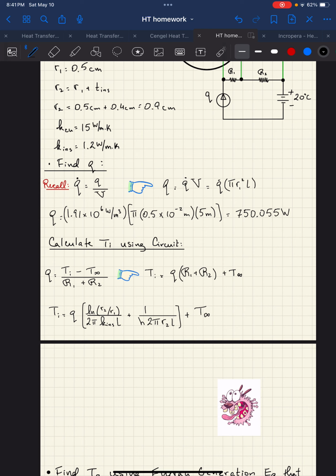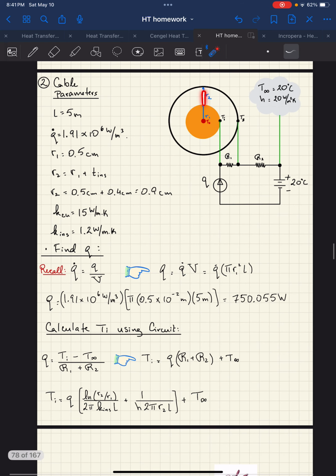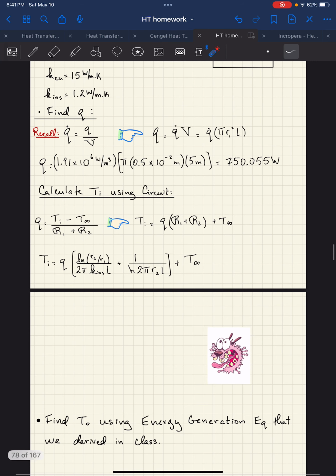R2, they didn't give it to us directly. They sort of wanted us to think about it a little bit. They said that the thickness, in other words this distance of the insulation, is 0.4 centimeters. They do give us R1, which is 0.5 centimeters. So from here all the way to here is 0.5 plus the thickness, which is 0.4, so it should be 0.9 centimeters. So now we're just ready to plug in our numbers and solve for Ti.